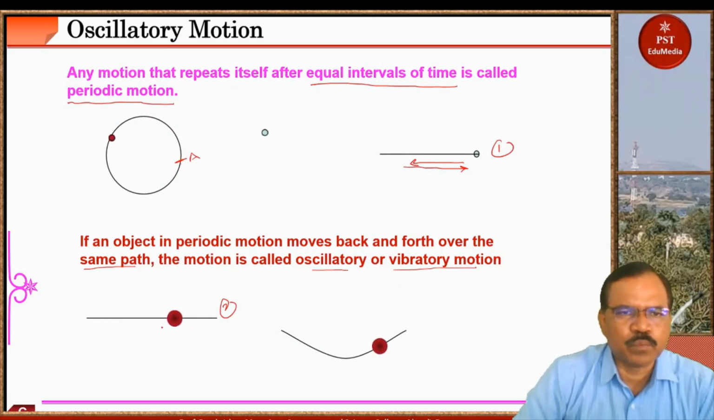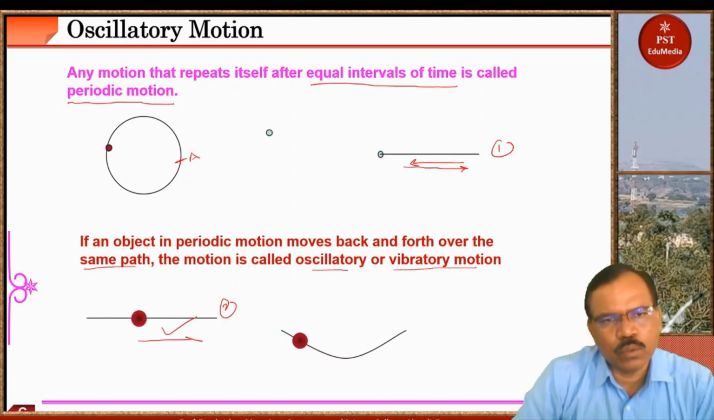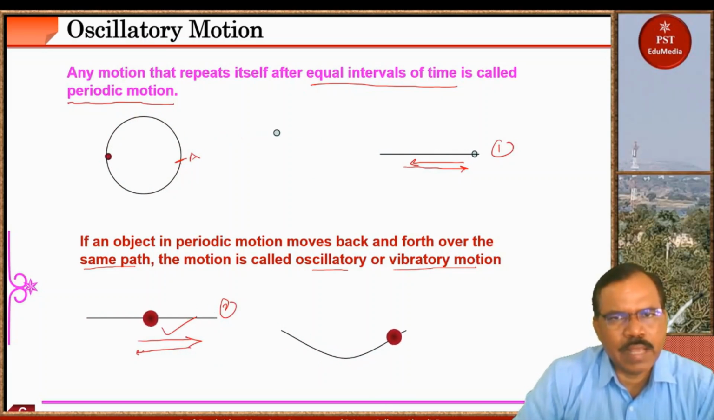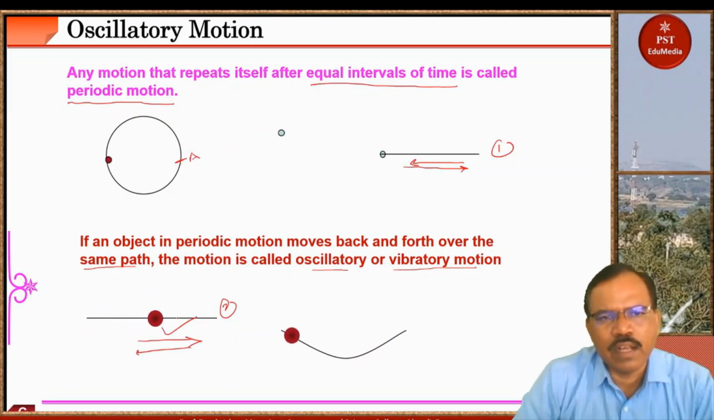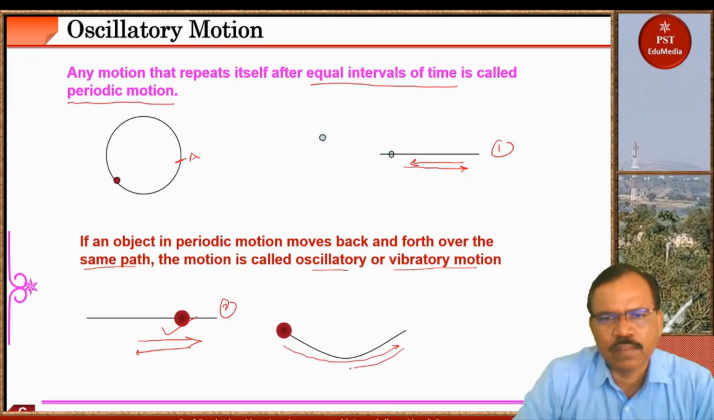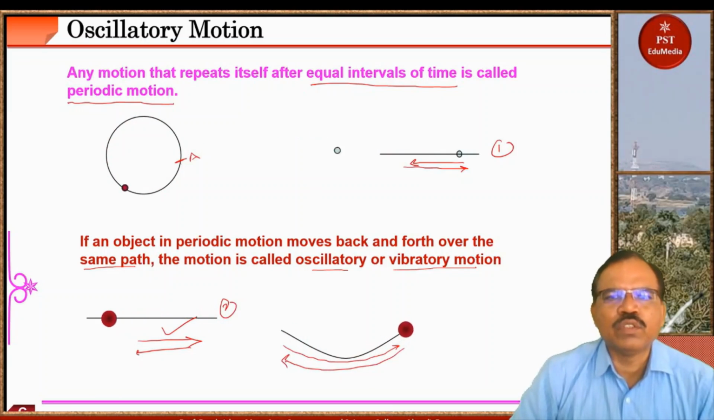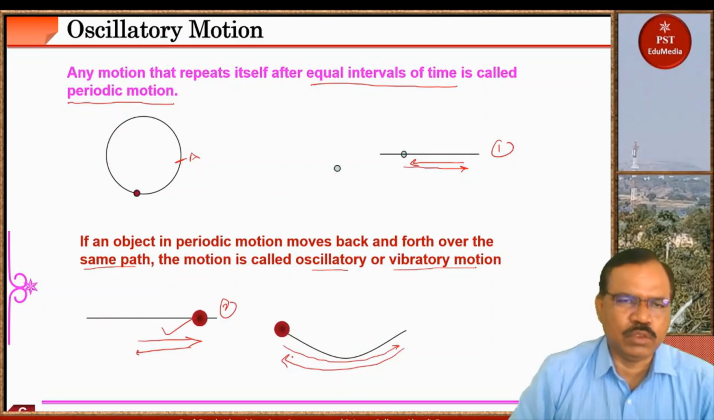Here also, to and fro, back and forth motion along the same path. Here also it goes like this, it returns like this. So these motions are oscillatory motions.